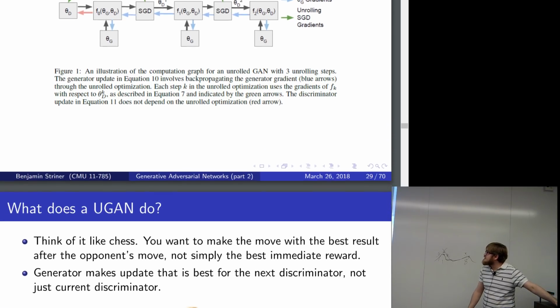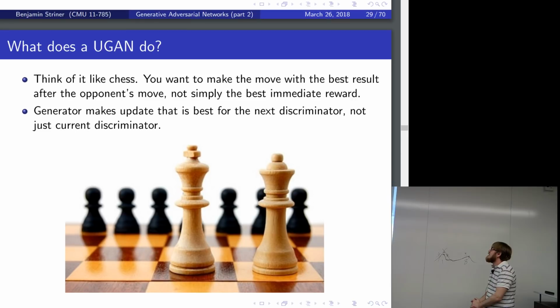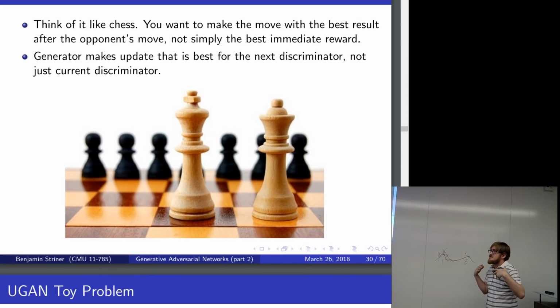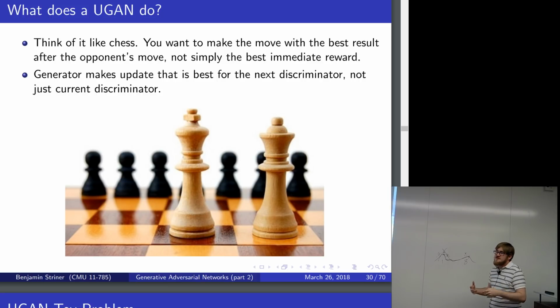So it's trying to do the best for itself while the discriminator can't retaliate. It should be relatively intuitive, which is also why I like to start with it. You can think of it like chess. You're not just making your best one move, you're making your best move considering what you think the opponent's going to do. So it has this intuitive logic, it works out mathematically, engineering-wise a little harder than some of the other things we'll look at, but a great place to start.